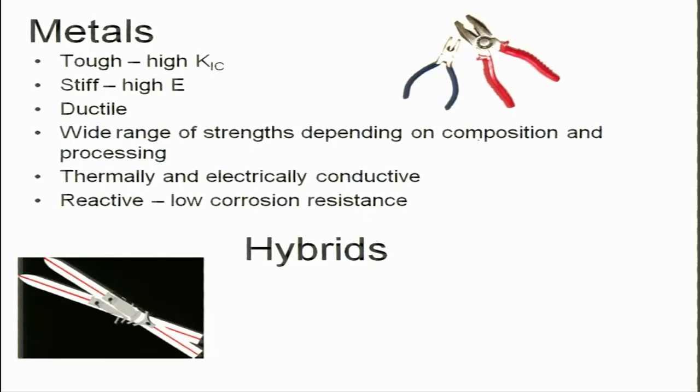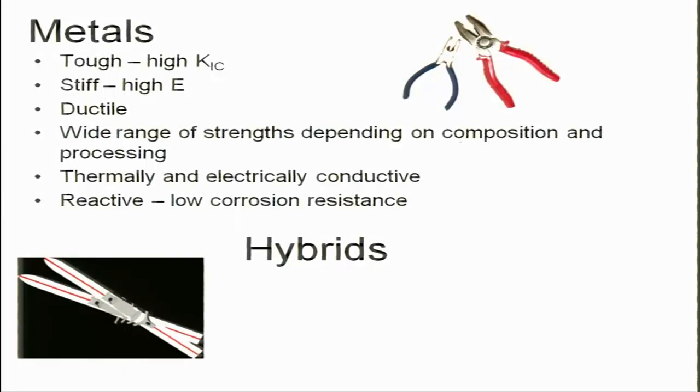Depending upon the composition, processing, what the metal is made of, whether it is iron based, aluminum based, copper based or nickel based, they can give you strengths which are highly varying. You can achieve strengths from 50 megapascal to 1000 megapascal, even higher, depending upon the composition and processing. So it's very good to have a metal because you can engineer its property depending upon what you want, which can be varied by changing the composition and processing conditions. They are typically thermally and electrically conductive. That is why they are used in applications wherever you require high electrical conductivity and high thermal conductivity.